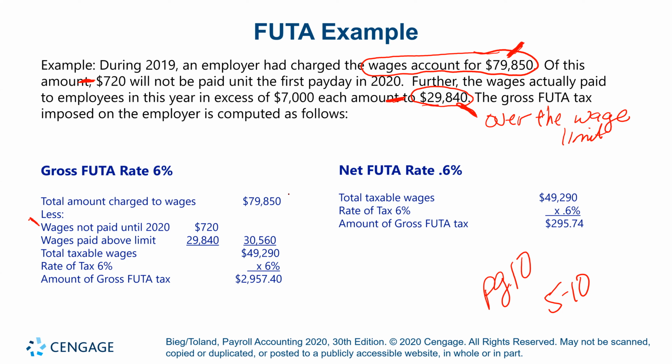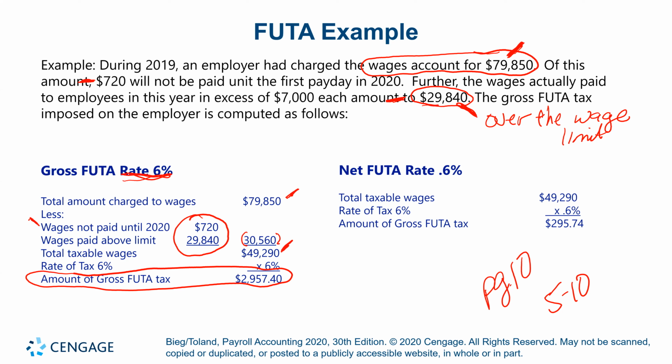We take the total amount charged to wages. We subtract out the wages not paid until 2020. We subtract out the wages that are above the limit. So we're subtracting out basically $30,560. Total taxable wages are $49,290. Then we multiply by 6% and get the amount of gross FUTA tax, $2,957.40. Remember, that's gross FUTA tax at the rate of 6%.